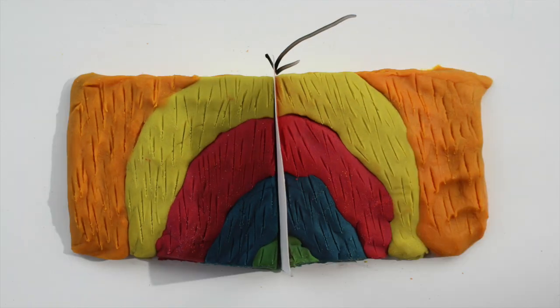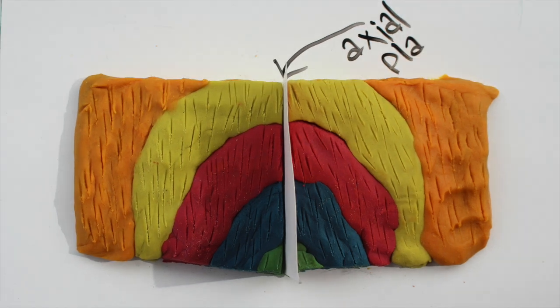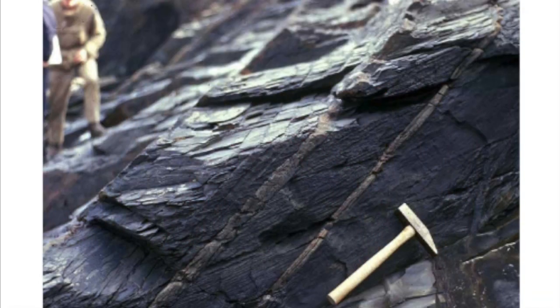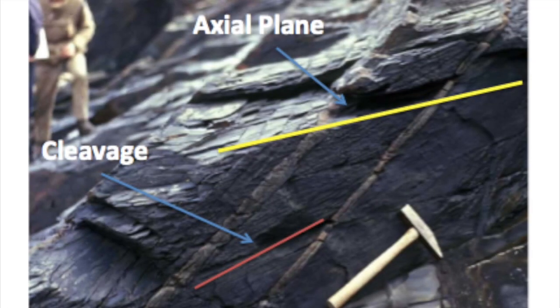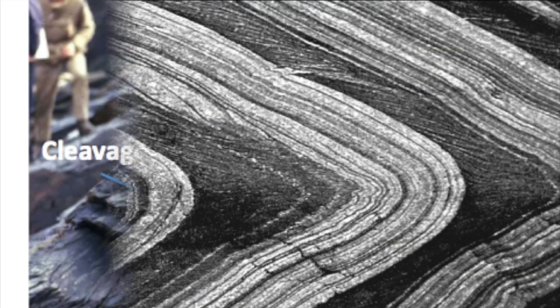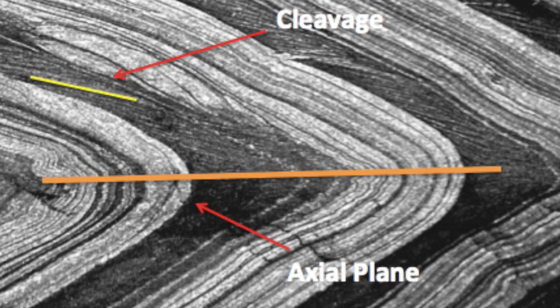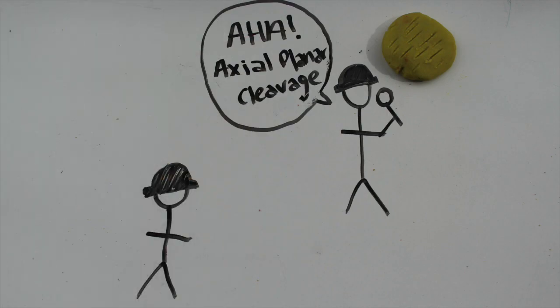Axial planar cleavage is most common in schists. Therefore, unfortunately for us Auckland geologists, it is not so common here. Due to this relationship, we can use the axial planar cleavage that is visible in a rock specimen to figure out the orientation of the axial plane, and therefore determine the fold geometry.